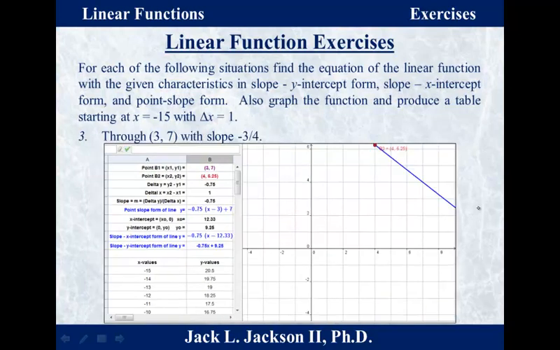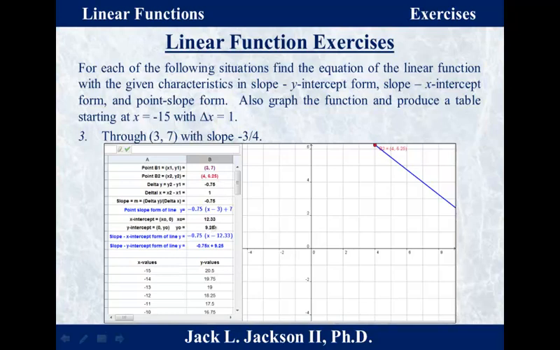Alright, how about if it goes through (3, 7) and has a slope of -3/4? -3/4 is -0.75, which is what I used here, but I could have done it in fraction form. Actually, one of these, this 12.33, should be 12.3 repeated. Let's round it off a little bit.